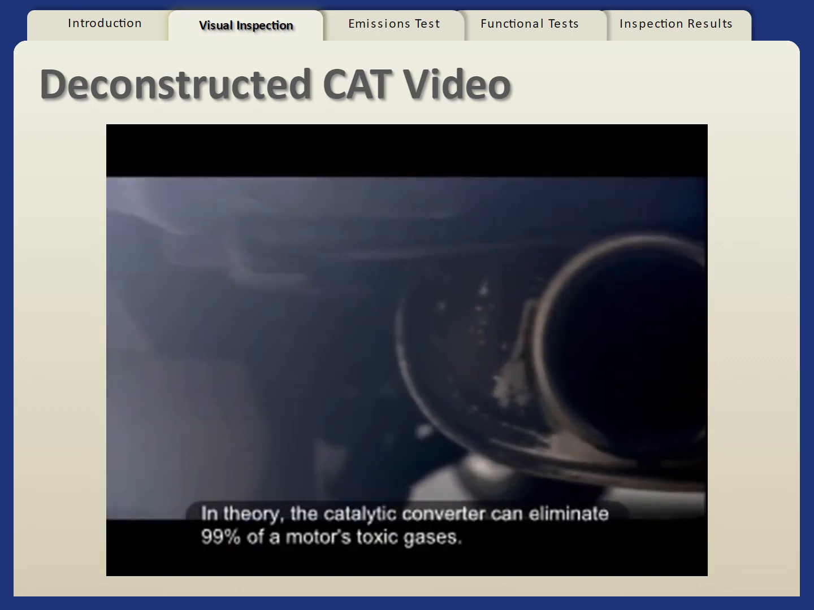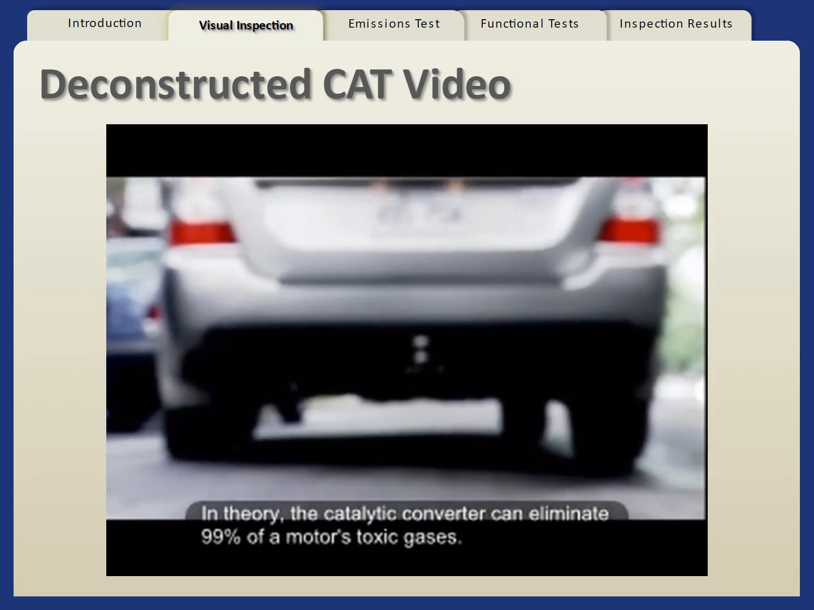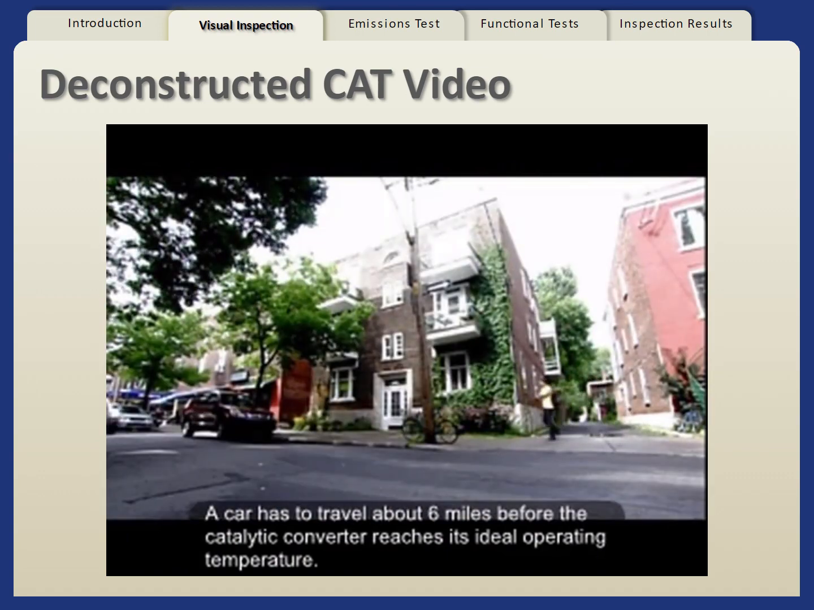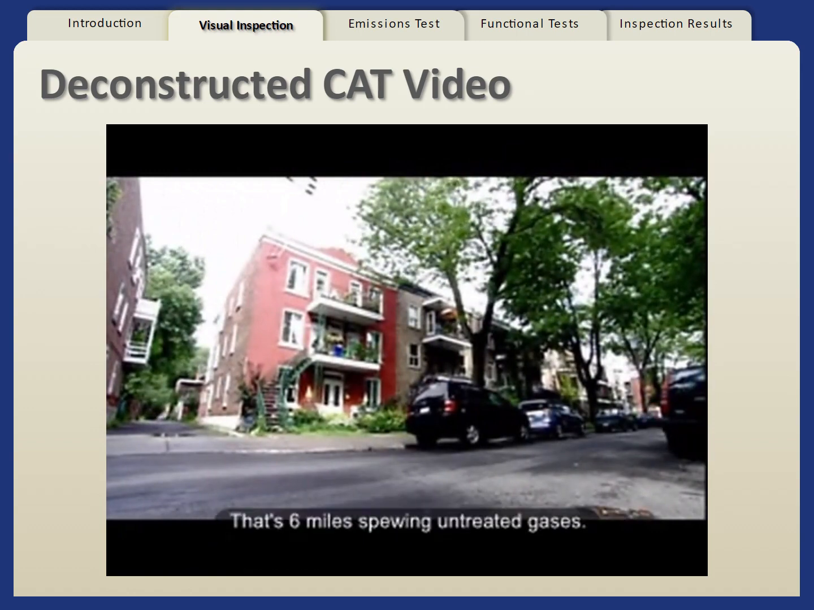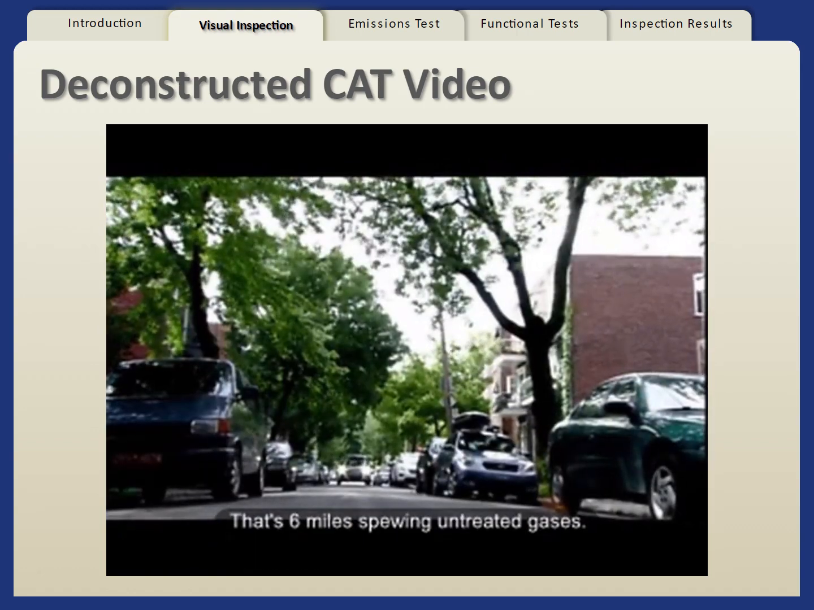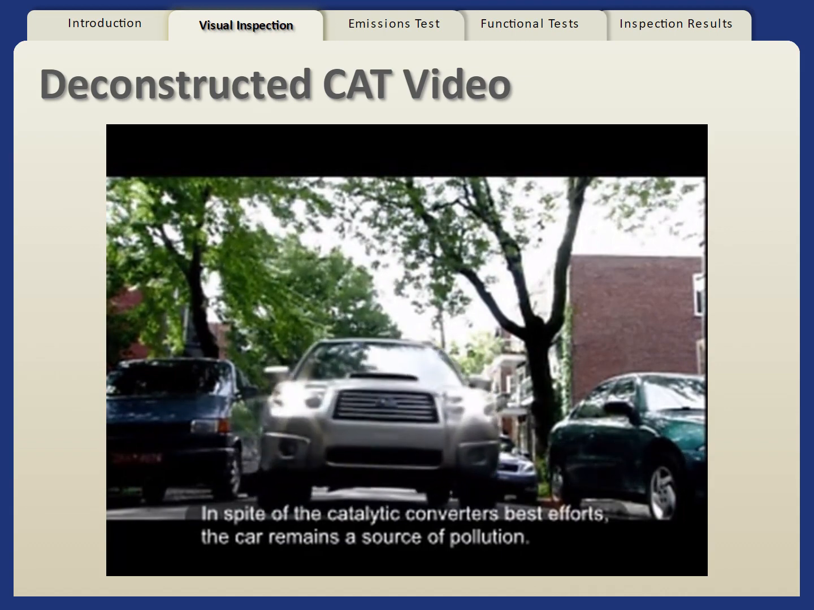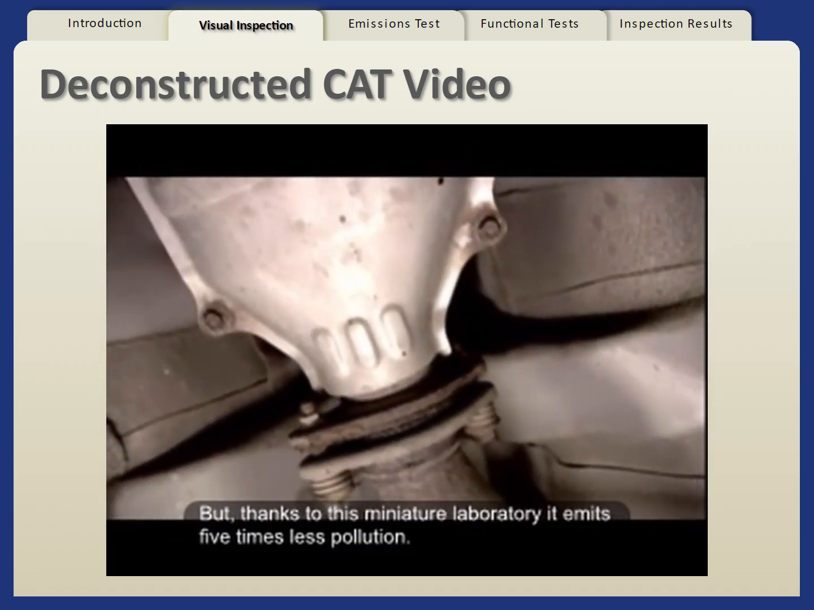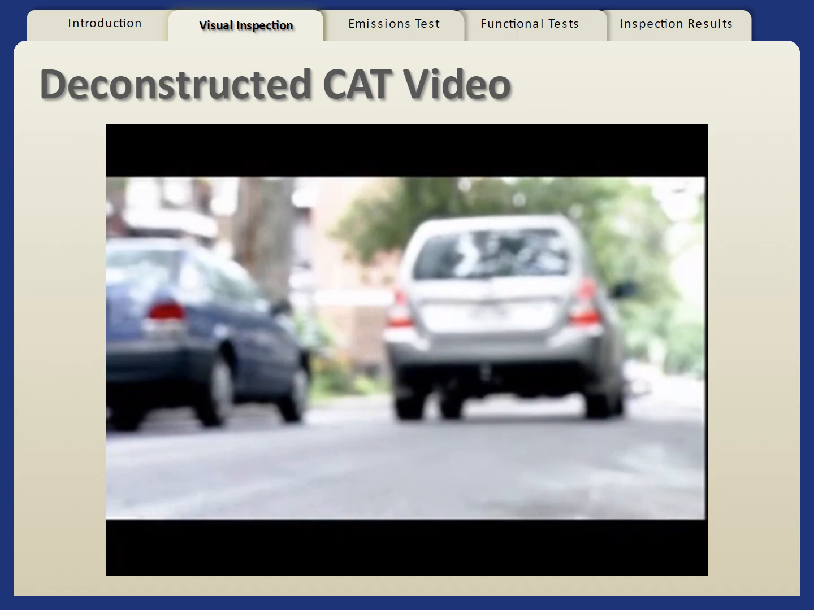In theory, the catalytic converter can eliminate 99% of a motor's toxic gases. In reality, it's inefficient as long as it's not hot. A car has to travel about 6 miles before the catalytic converter reaches its ideal operating temperature. That's 6 miles spewing untreated gases. In spite of the catalytic converter's best efforts, the car remains a source of pollution. But thanks to this miniature laboratory, it emits 5 times less pollution. That's still pretty impressive.